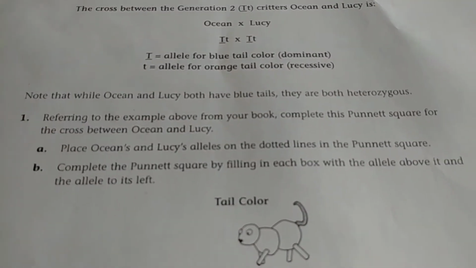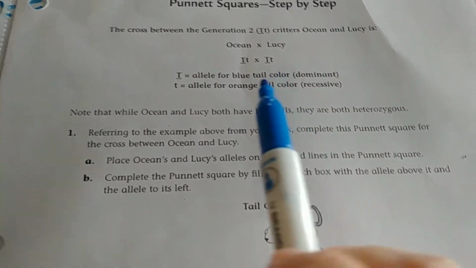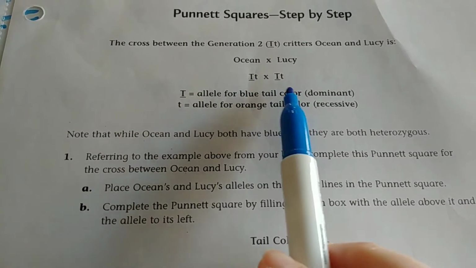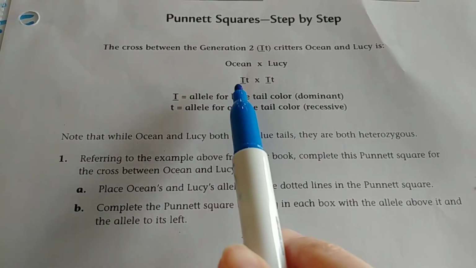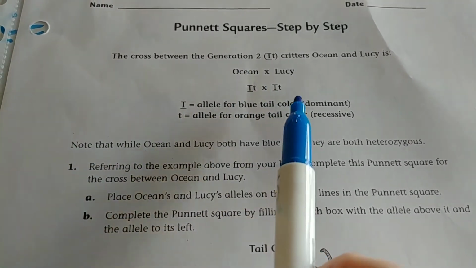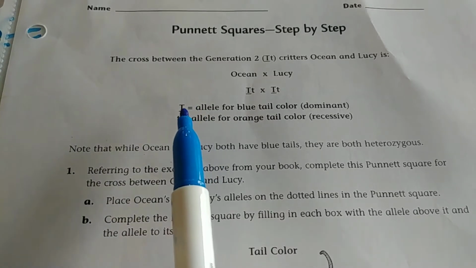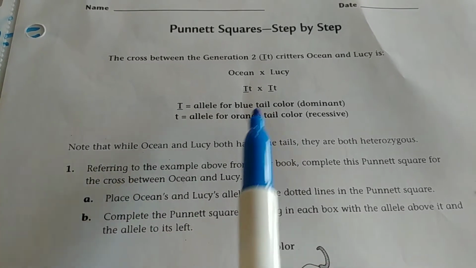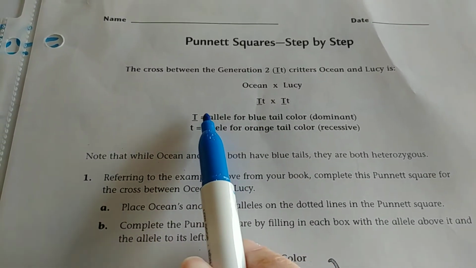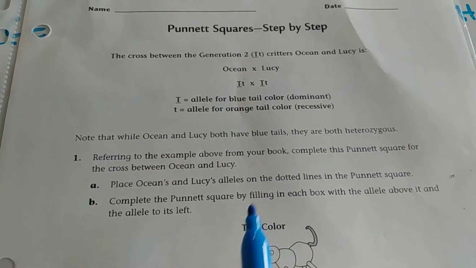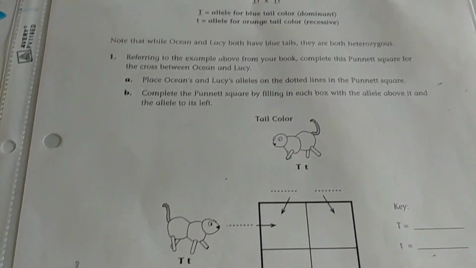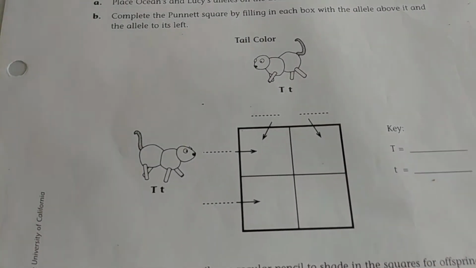All right. So for my first problem, what I'm going to do is cross together Ocean and Lucy. Remember, they were both heterozygous for the tail color trait. Now, they're using T's in this example, which is cool. The dominant allele is having a blue tail, and the recessive allele is having an orange tail. So think about what my letters mean. So here are Ocean and Lucy's genotypes. We're going to put those into the square, and then we're going to complete our square.